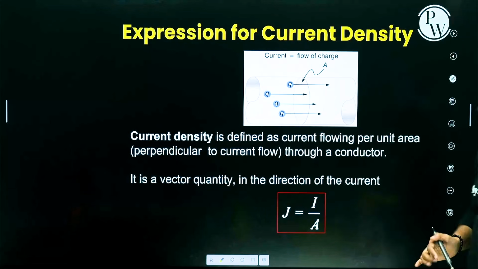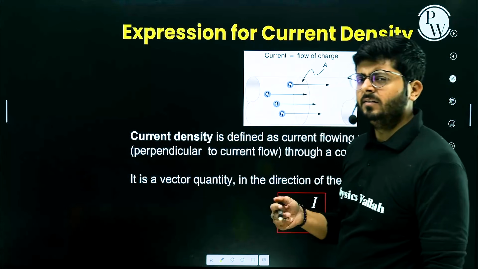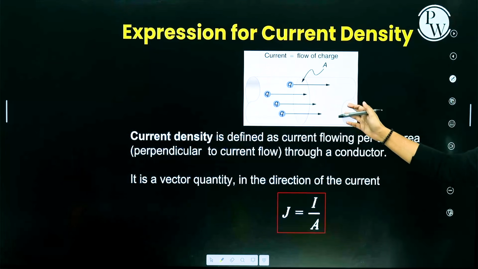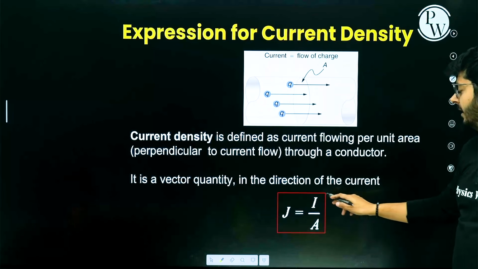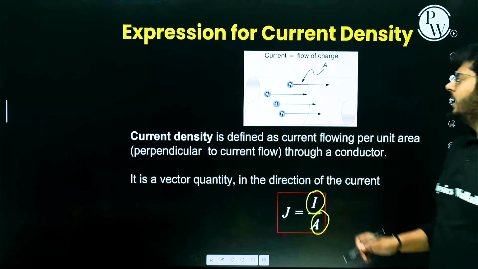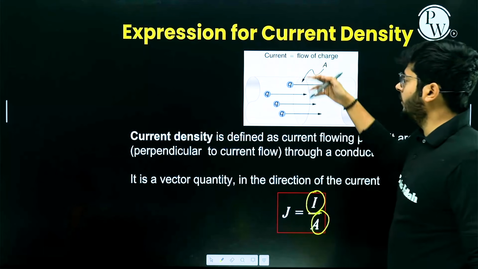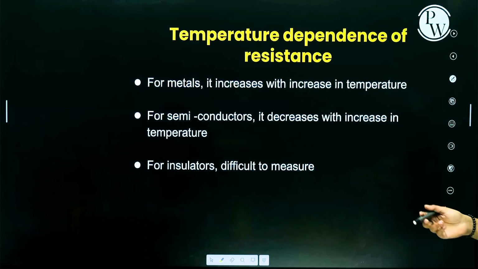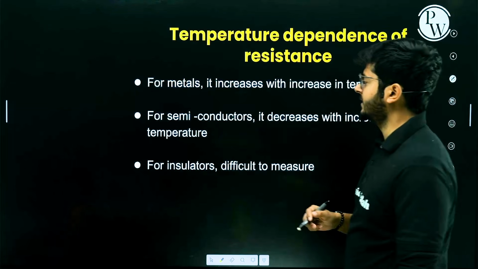Now look into the current density. The current density we have defined as a vector, and the direction of this vector is perpendicular to the cross-sectional area. It is simple. Current density is current flowing through per unit cross-sectional area of a given conductor. Right, let's move on and talk about the next idea.